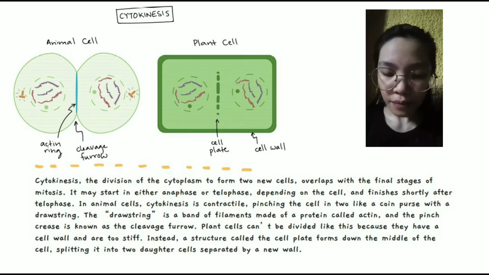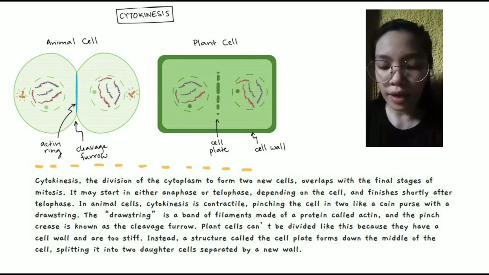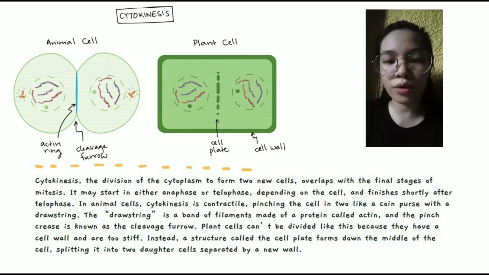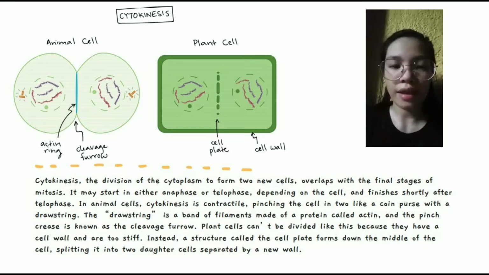After the cytokinesis, we end up with two new cells, each with a complete set of chromosomes identical to those of the mother cell. Then, the mitosis ends.